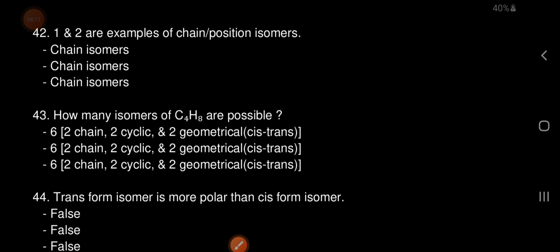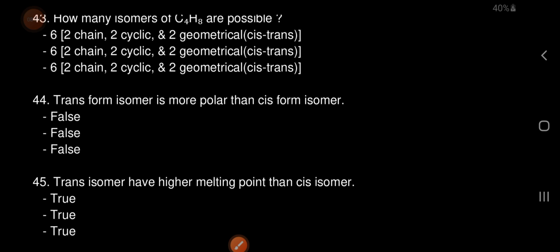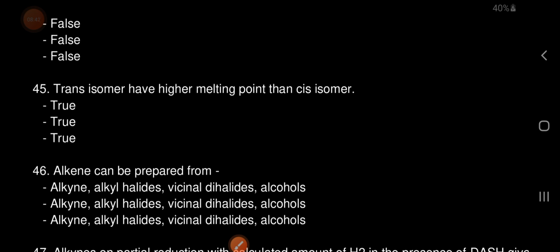How many isomers of C4H8 are possible? 6: 2 chain, 2 cyclic and 2 geometrical cis-trans. Trans isomer is more polar than cis isomer. False. Trans isomer has a higher melting point than cis isomer.